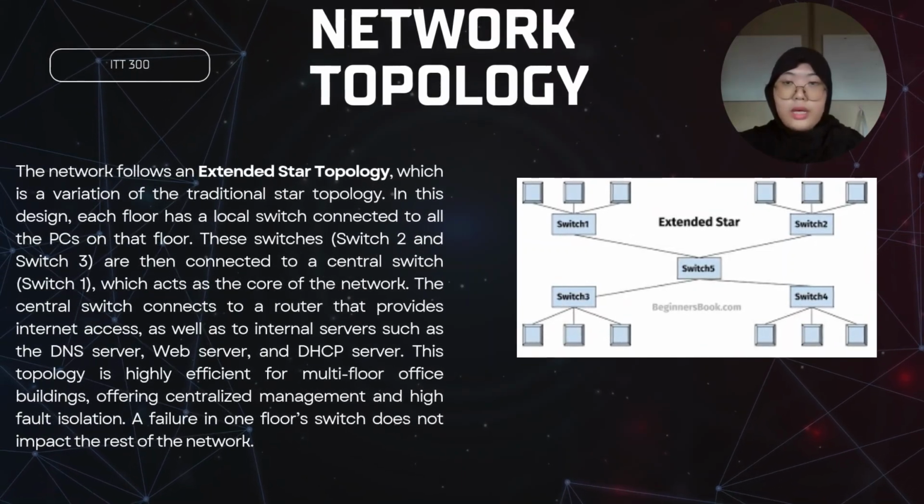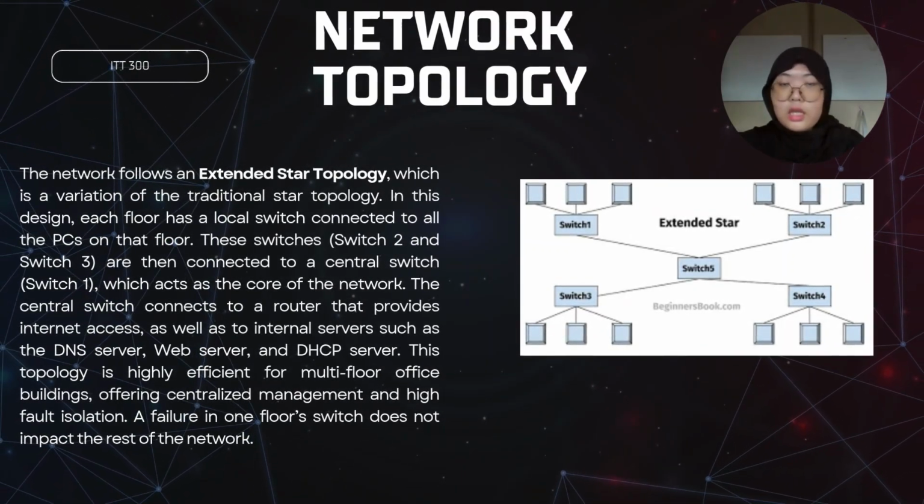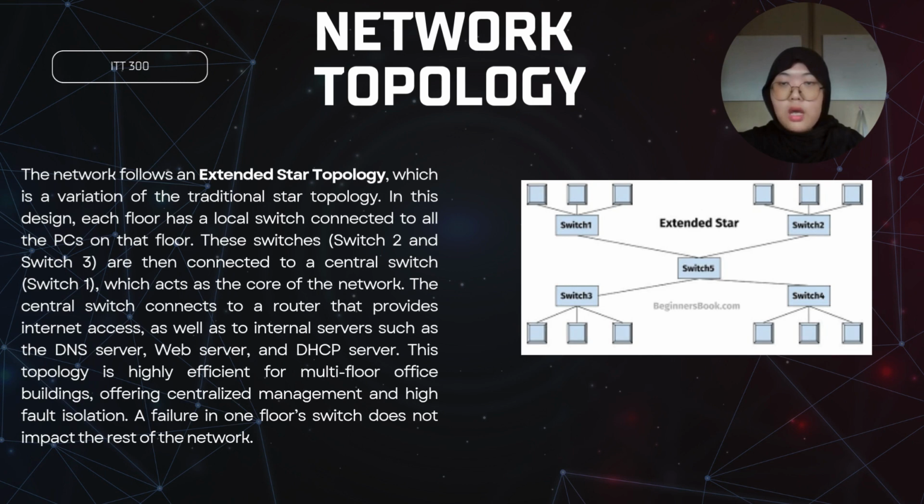Next, I will talk about network topology. Black Rose Sendirian Berhad used a network following an extended star topology, which is a variation of the traditional star topology. In this design, each floor has a local switch connected to all the PCs on the floor. These switches, which are switch 2 and switch 3, are then connected to a central switch, which is switch 1, which acts as the core of the network.